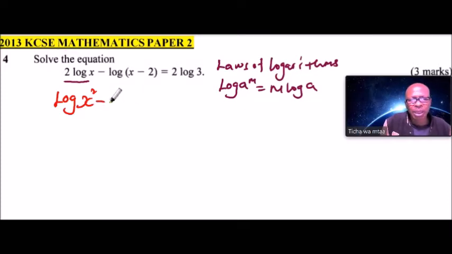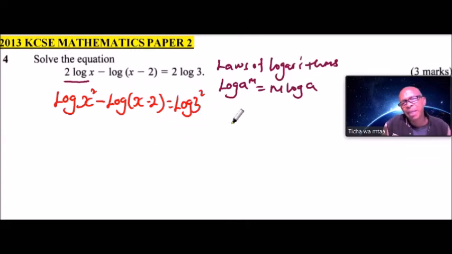We come to the second one. The second one will not change, so we have the logarithm of x minus 2, which is equal to this other one. We still apply the same rule, so we say this is the logarithm of 3 squared. So we have applied that rule, which is the third rule.